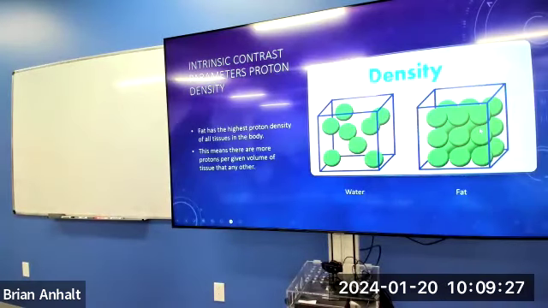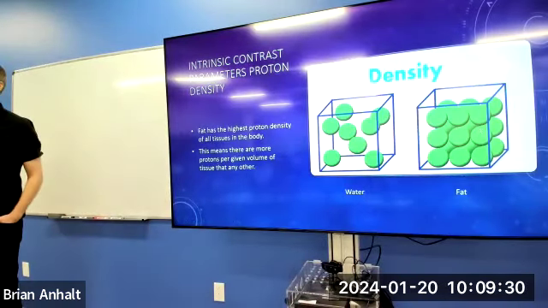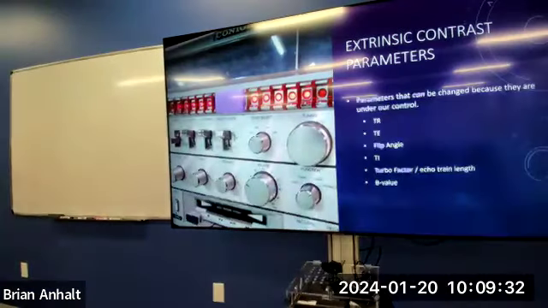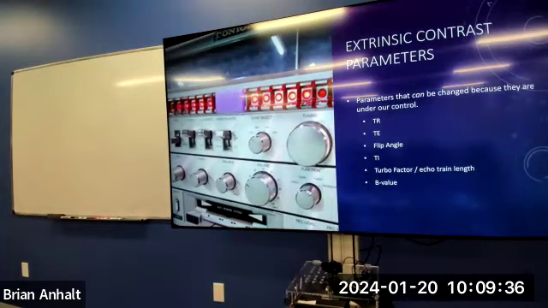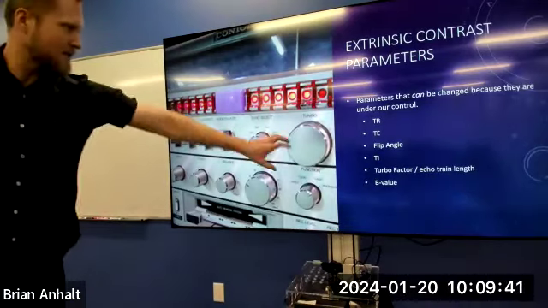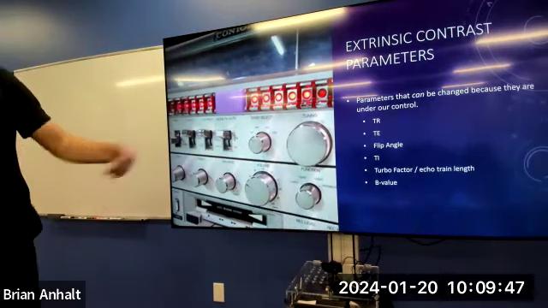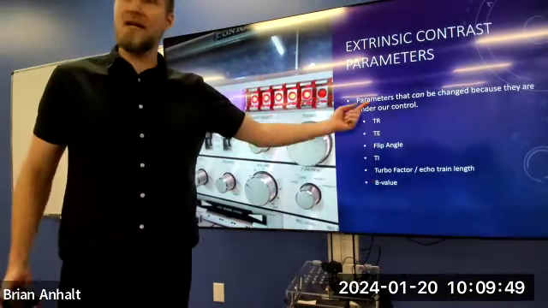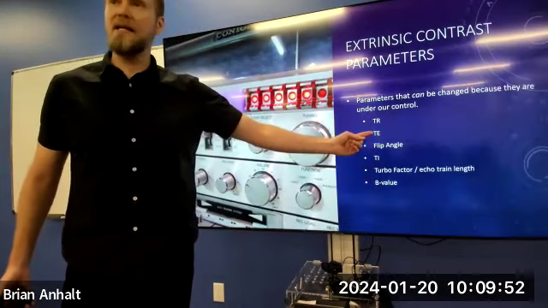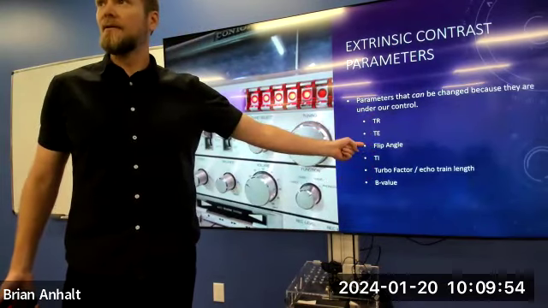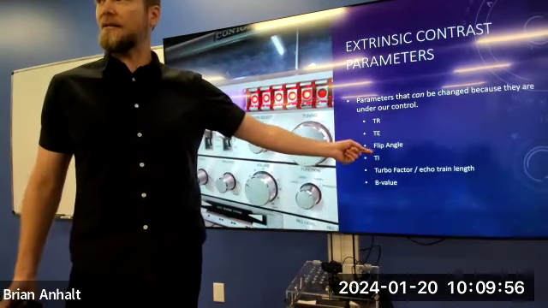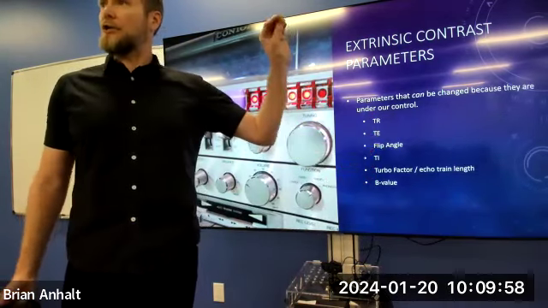Feeling okay about intrinsic contrast parameters? Okay, so what are the other ones? Opposite of intrinsic is extrinsic. These are parameters that are outside the tissue, and these are parameters that we can change. That's why I have these dials here. Dial it in. This looked cooler than an MRI scanner. These are the parameters that you as a technologist can change. TR, TE, flip angle. These are things that in the user interface, you can go in and change them.